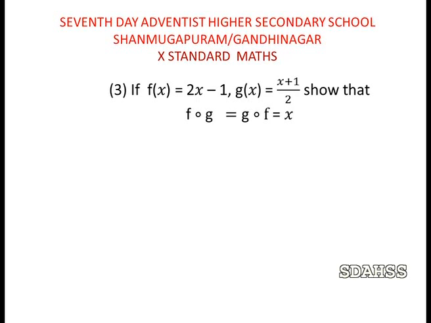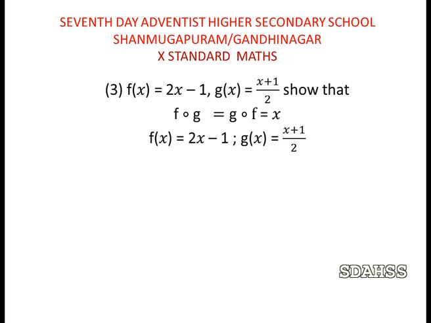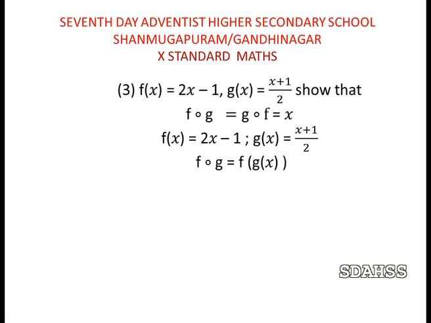Third sum. If f of x is equal to 2x minus 1, g of x is equal to (x plus 1) by 2, show that f dot g equal to g dot f is equal to x. Here two functions are given, f of x and g of x. But you have to verify f dot g equal to g dot f is equal to x. First you have to find out f dot g. F dot g is defined by f of g of x.